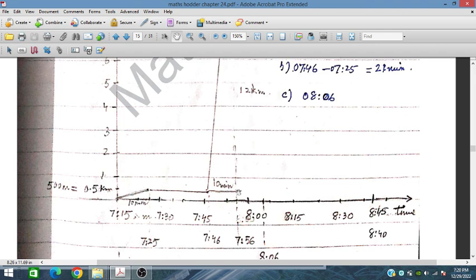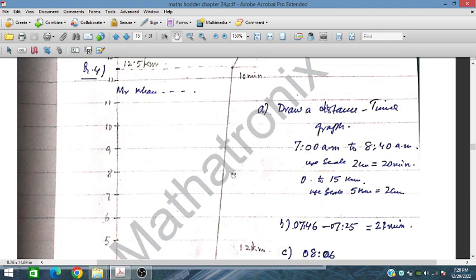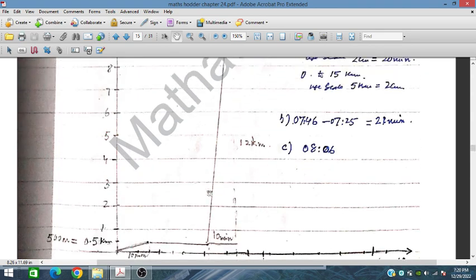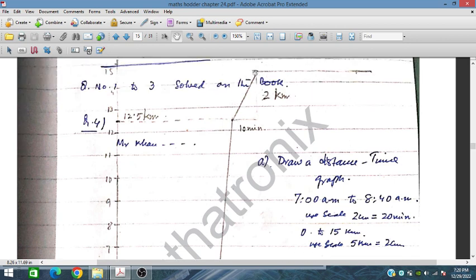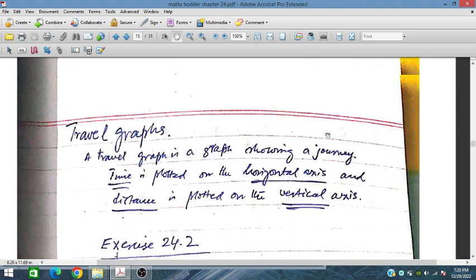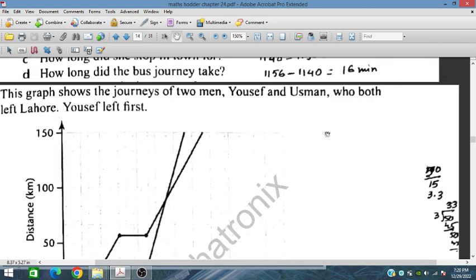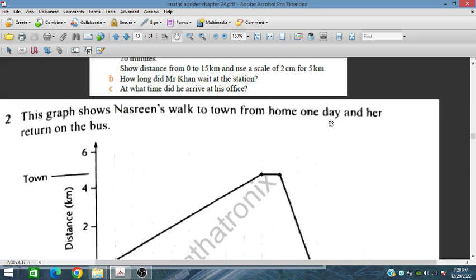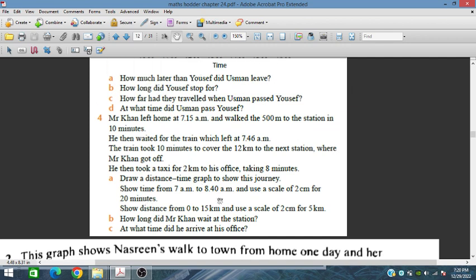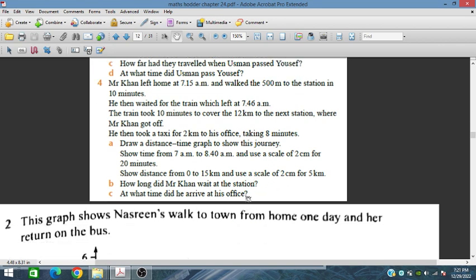He waited there for 10 minutes. It took 10 minutes to reach there. From here to here the train took this much time, and finally he took a taxi for 2 kilometers. So we reach here, 2 kilometers in about 10 minutes. In the last part, this is all shown here.